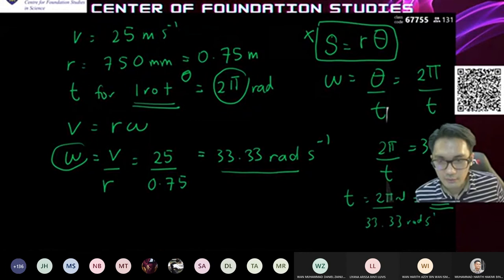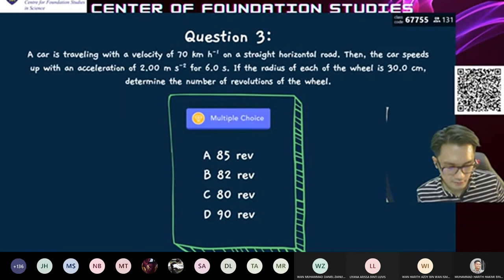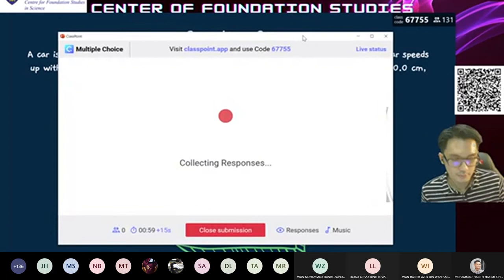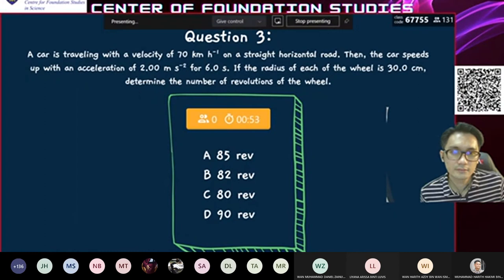Okay, wait there. Alright, a car is traveling with a velocity of 70 km per hour on a straight horizontal road. Then the car speeds up with an acceleration of 2 meter per second square for 6 seconds. So if the radius of each of the wheel is 30 cm, determine the number of revolution of the wheel. Okay, I'll open the response. So you may start calculating. And I'll share my music.